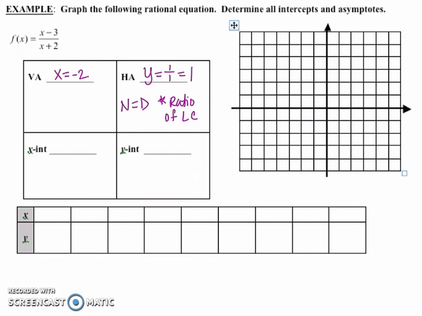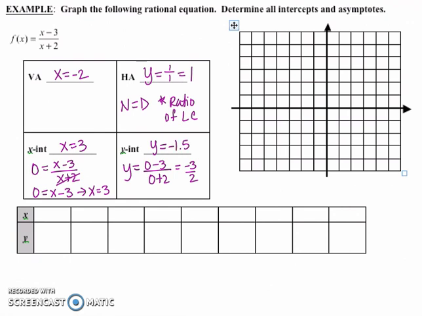For my x-intercept, I set the fraction equal to 0, so 0 is equal to x minus 3 over x plus 2. But again, I'm really only concerned where the x minus 3 is equal to 0. So if 0 is equal to x minus 3, then x is going to be equal to 3. And finally, my y-intercept: when I plug zeros in for the x's, I end up with -3 over 2, or -1.5.